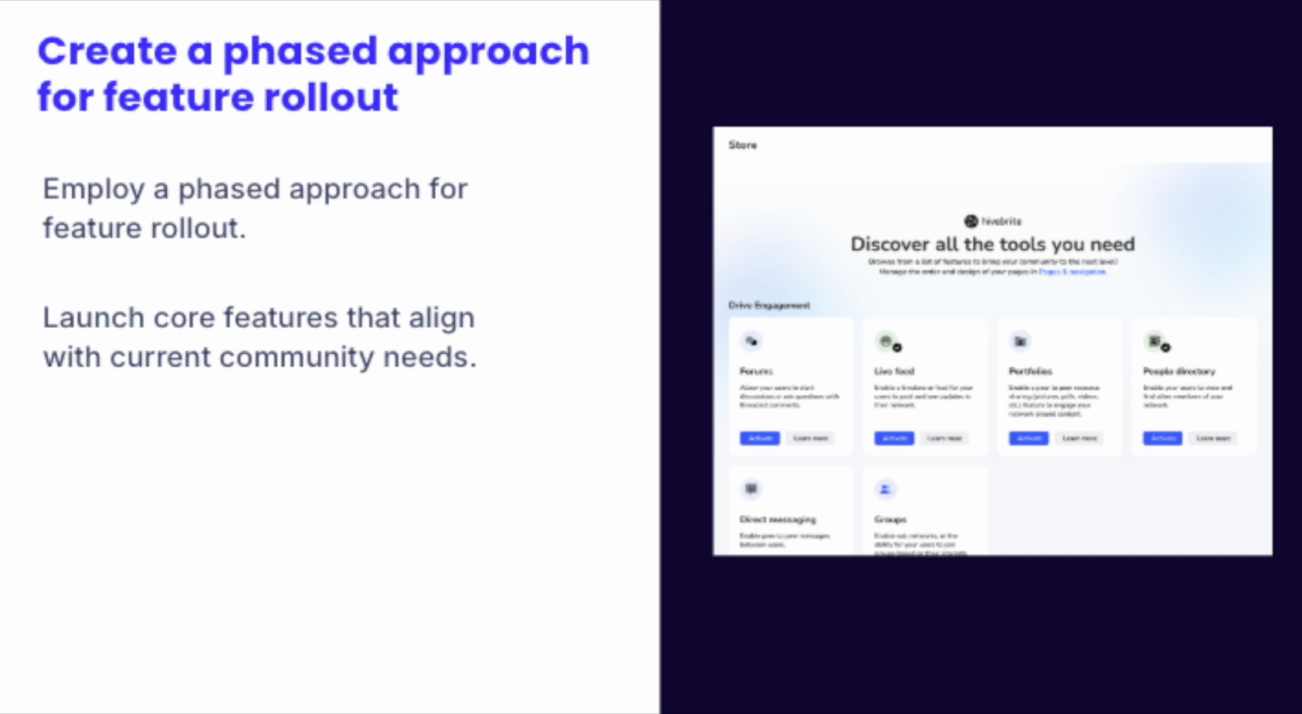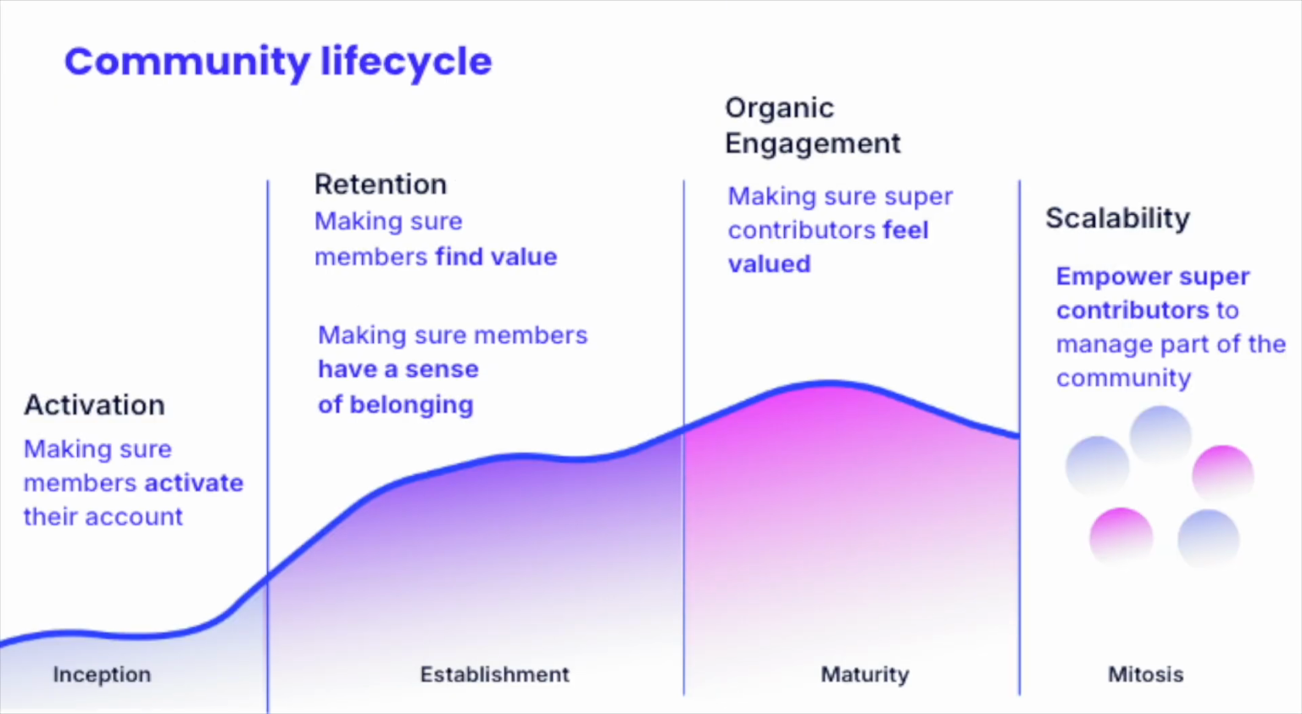So the community lifecycle we'll see on the next slide. Basically, it's how do users join your community? So the activation of the users when they join. That's basically the inception of your community. Then the next step is the establishment, where your goal is mainly retention. Then we have the maturity, where your goal is to create organic engagement. And last but not least, we have the mitosis, which is when the community becomes more scalable because perhaps you empower super contributors to manage part of the community.